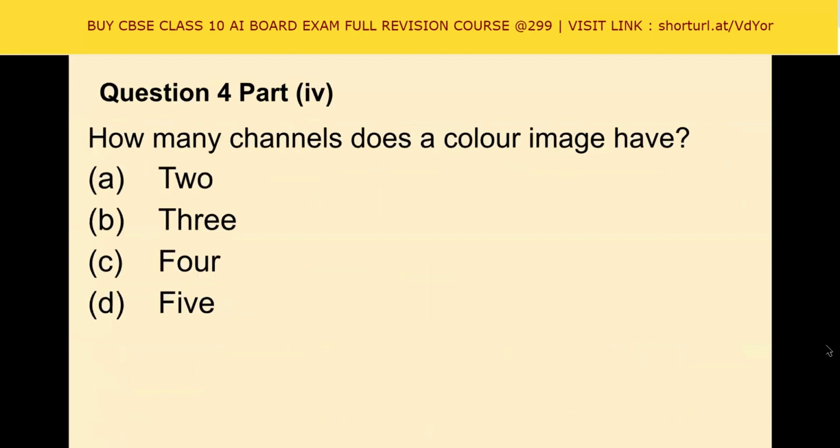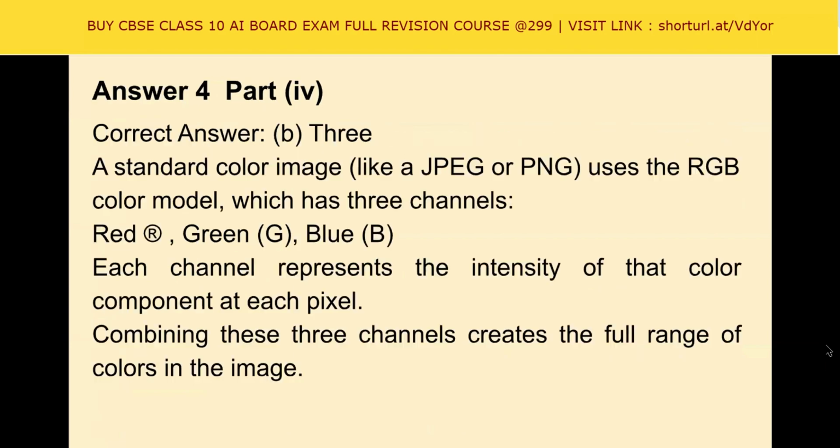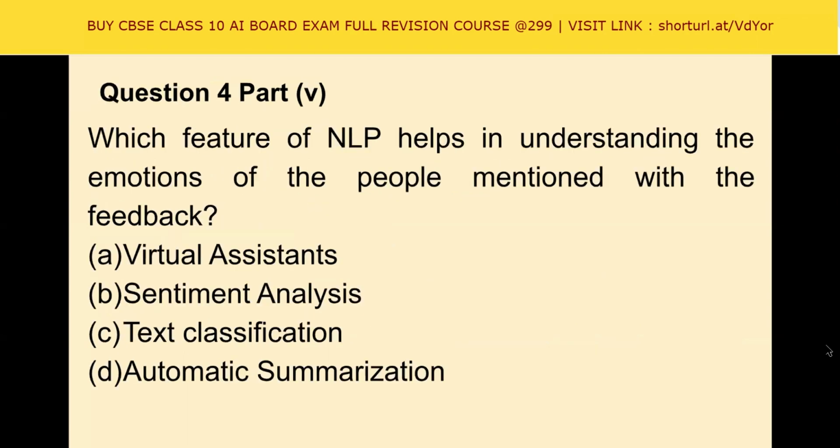Now, how many channels does a color image have? So a color image has only three channels, right? You know, RGB, red, green, blue. Each channel represents the intensity of one of those colors, and combining these three colors will give you the image. So this is a very important thing.